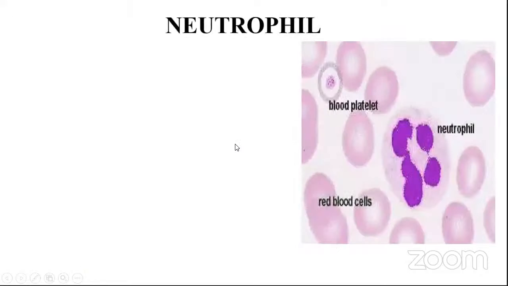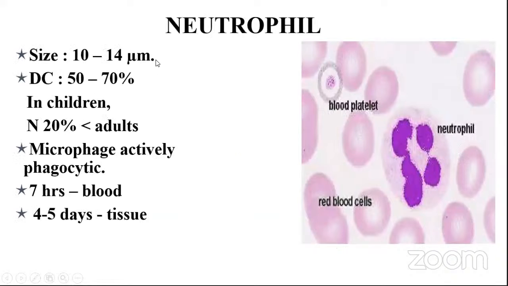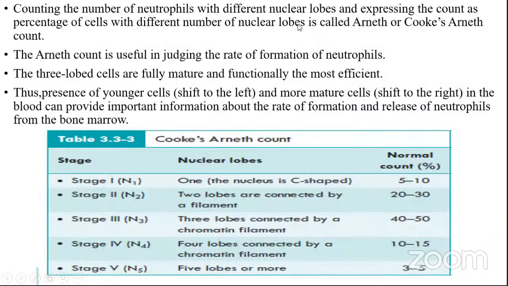Coming to the neutrophil, as you can see in the diagram, the size is 10 to 14 micrometers. The differential count, as I told, is 50 to 70%. In children it is more. It is a macrophage, actively phagocytic. It remains for 7 hours in the blood and 4 to 5 days in the tissues. You can see the counting of neutrophils with different nuclear lobes.